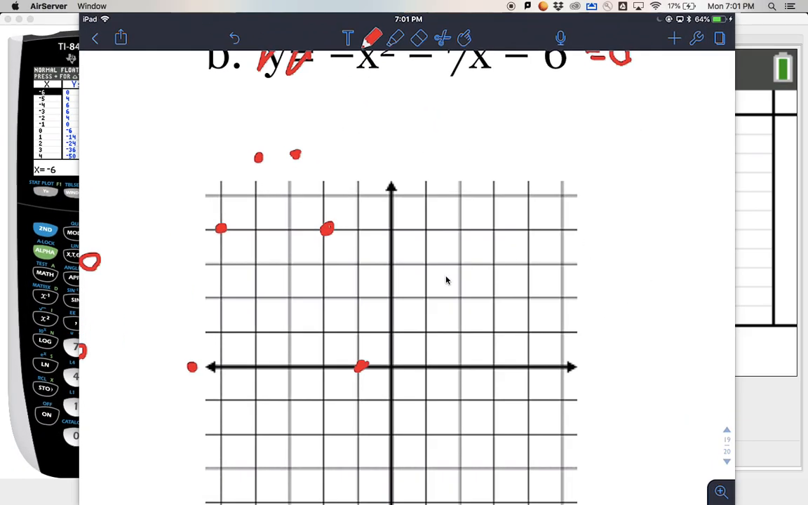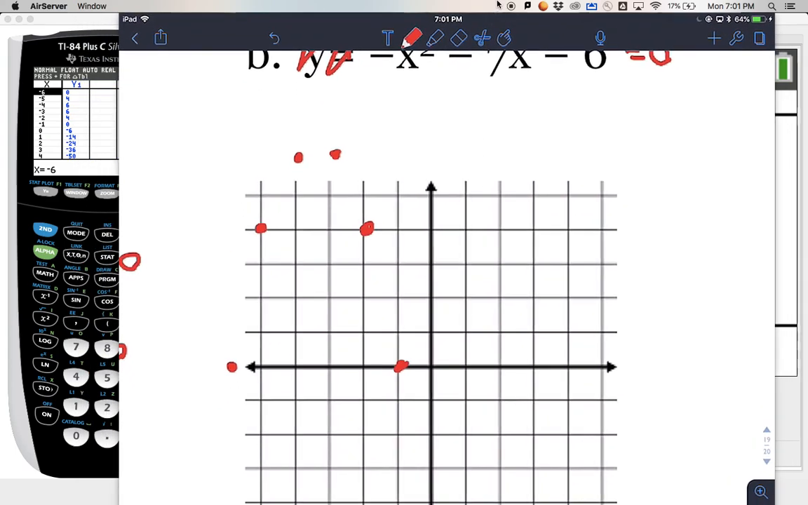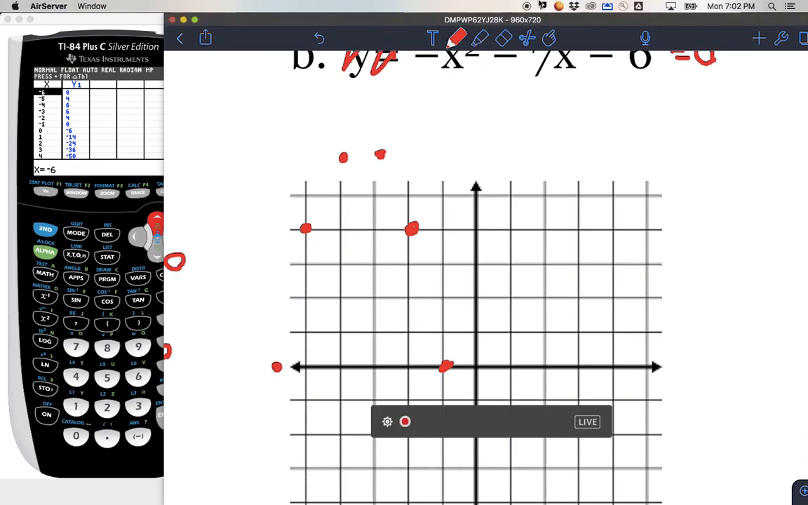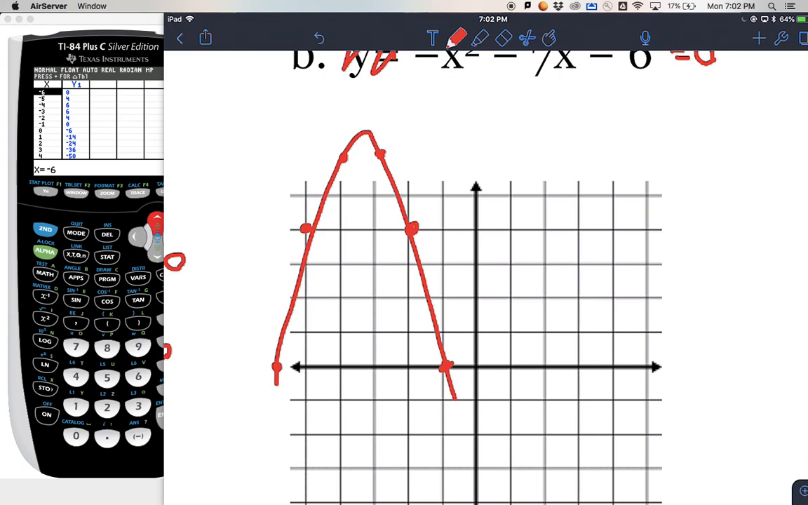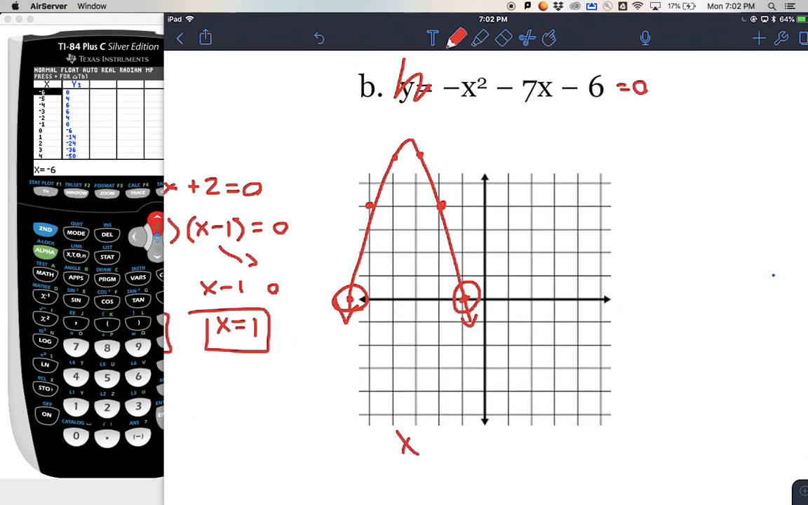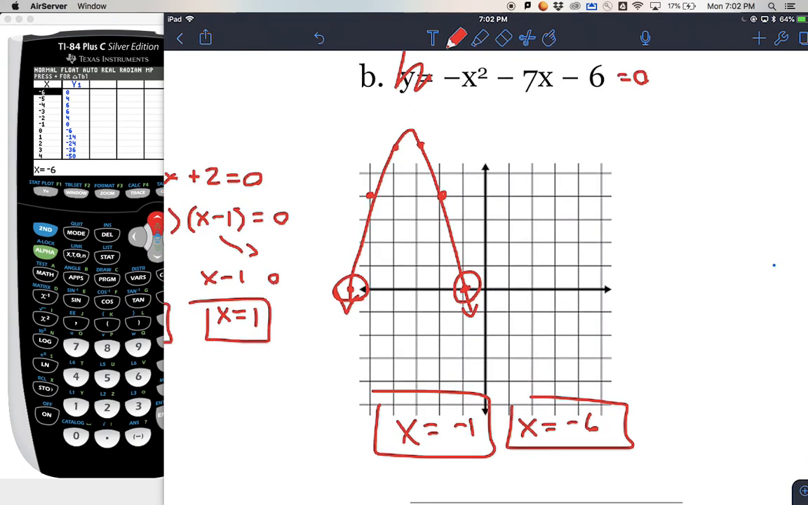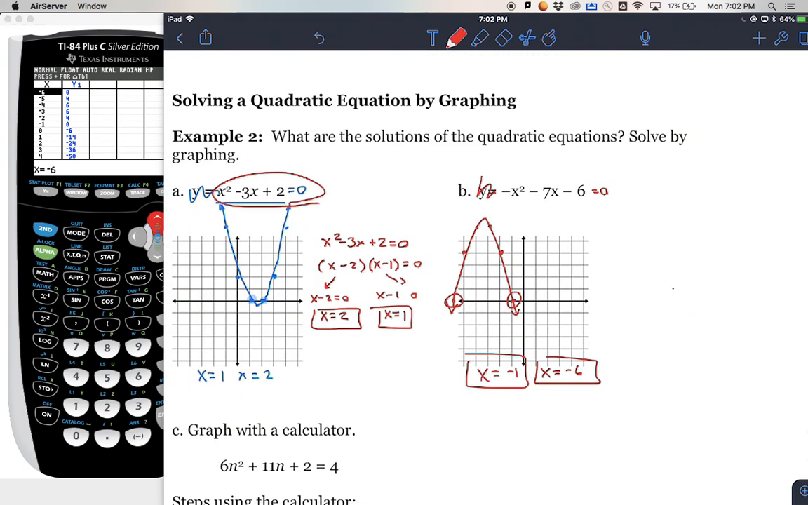Let me show you what I'm working on here. Oh, here we go. We're going to scoot this over, and that way we can see the graph. Okay, so anyways, there's that. Once again, the vertex is going to be in between these points, so something kind of like this. Once again, we are focused on these x-intercepts. Those happen at x equals -1 and x equals -6. So not too bad there.